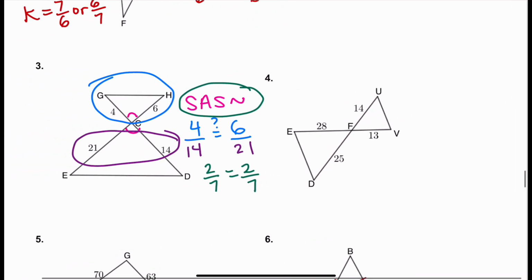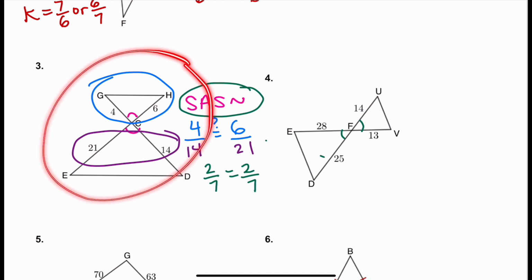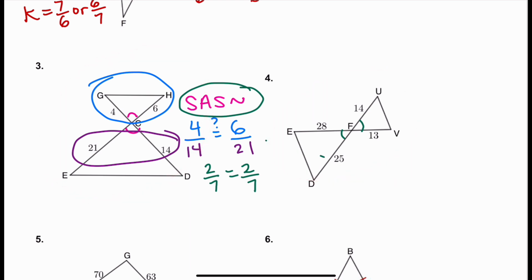Okay, let's look at number 4. We have an angle that's the same, and this is a really similar setup to this last problem, but we need to check to see if the side lengths are equal, or are proportional, sorry.